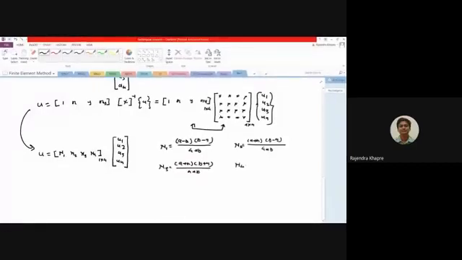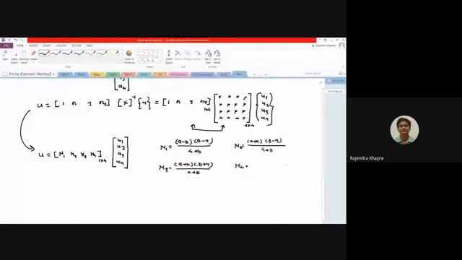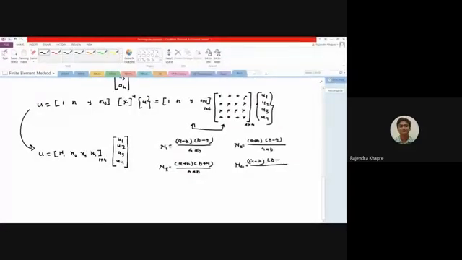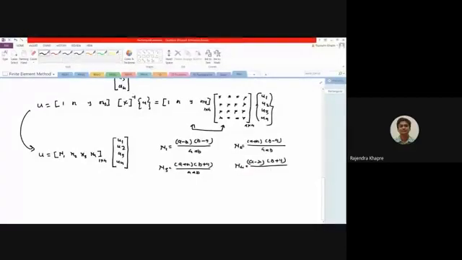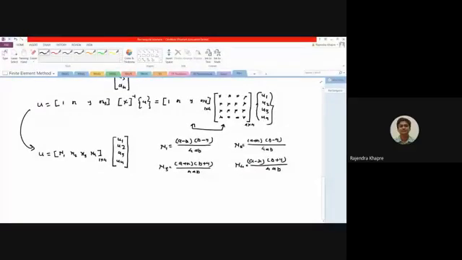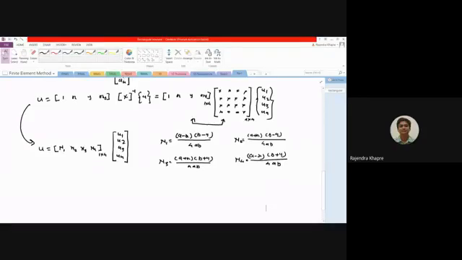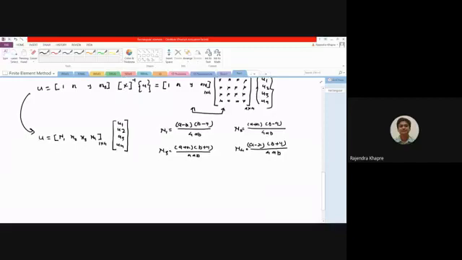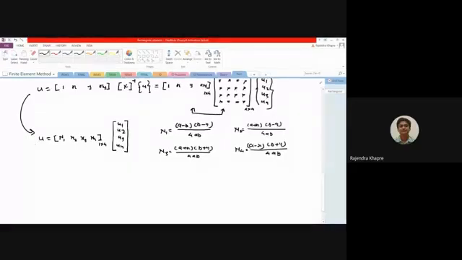And n4 will be something like a minus x, then b plus y, divided by 4 times a and b. So these are nothing but shape functions. We have already seen shape functions, so you can see these are the values of the shape function. So now you can understand that u is nothing but a displacement polynomial.